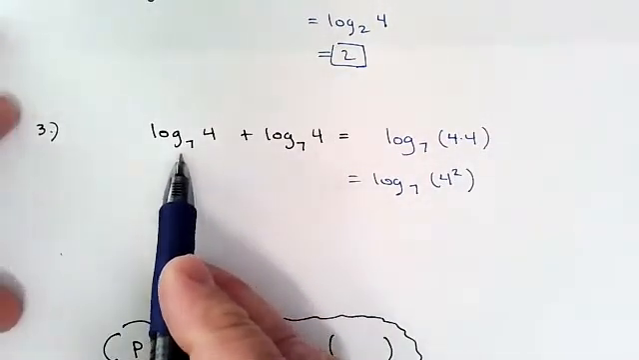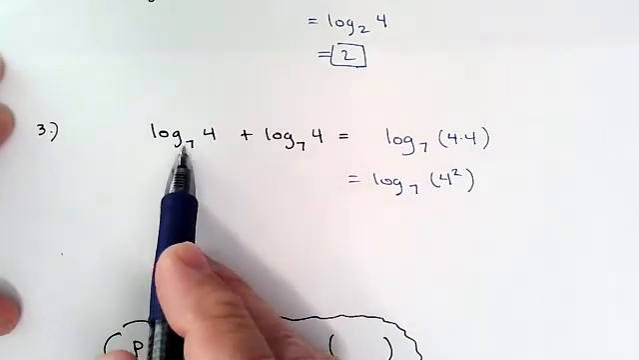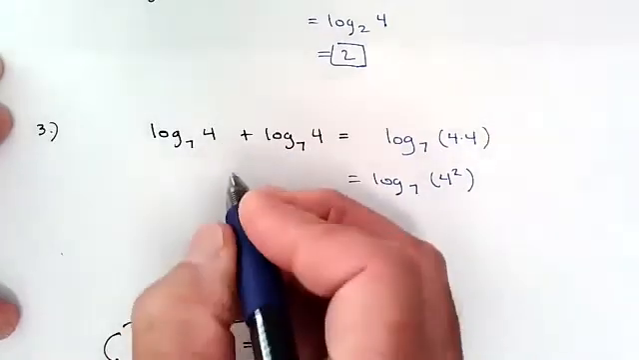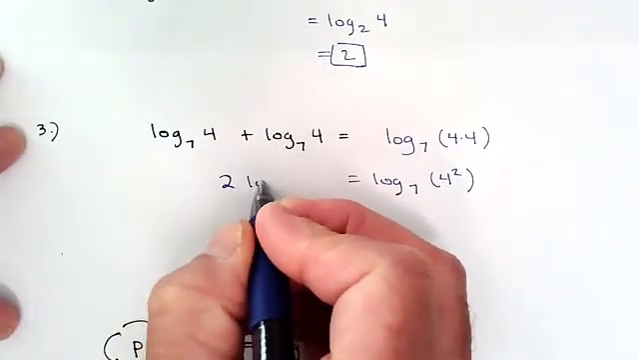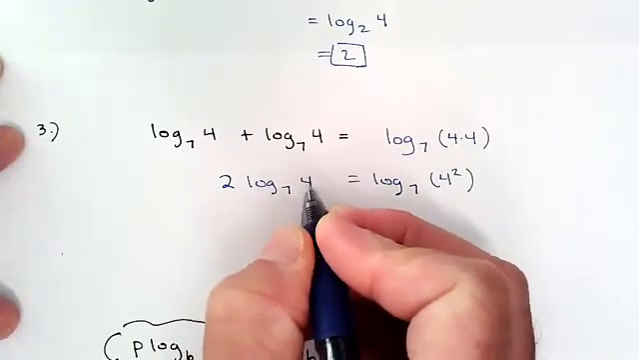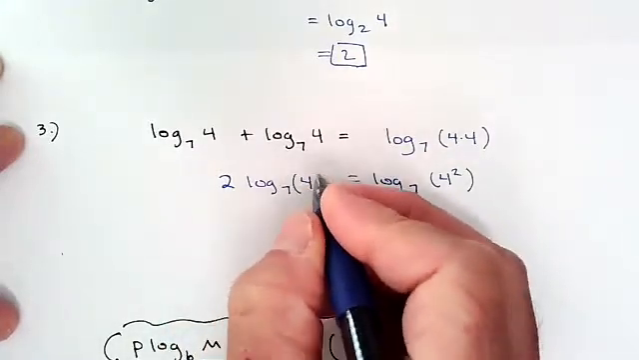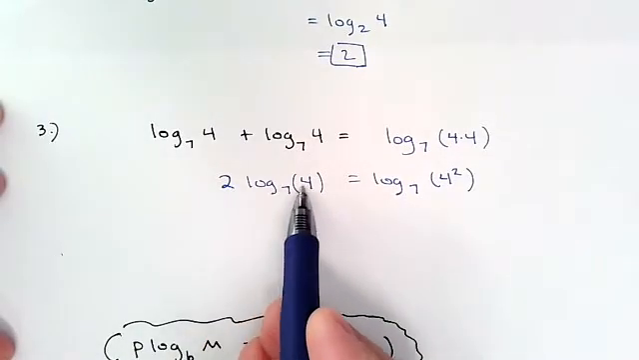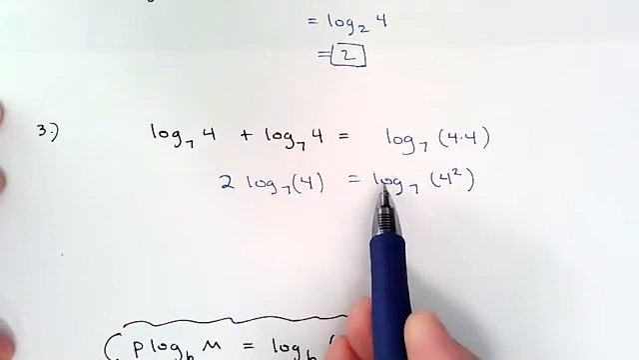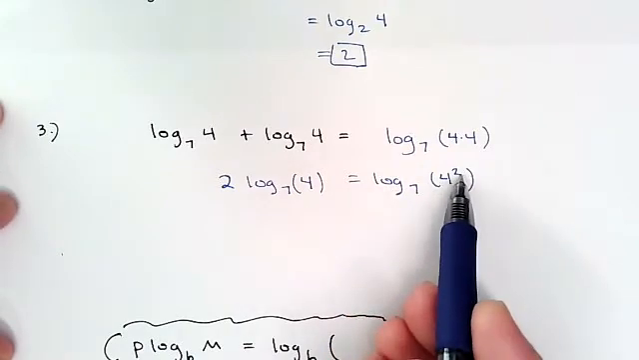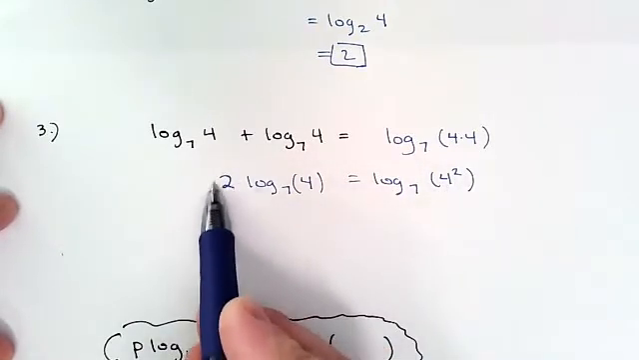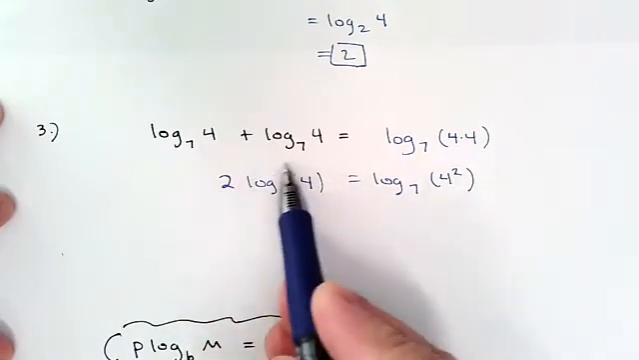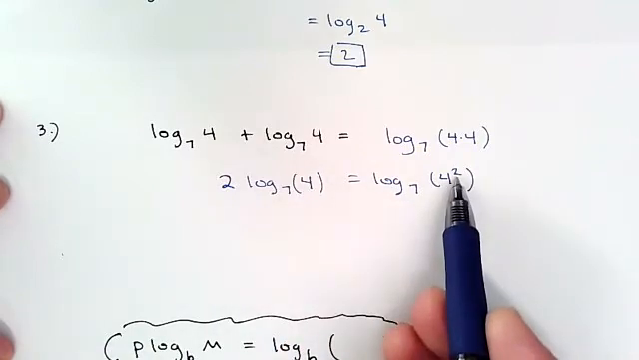Now, if you look at the left side, if I have a log base 7 of 4 plus another log base 7 of 4, these are like terms. So I could rewrite the left side as 2 times the log base 7 of 4. And so what this says, I'm not really solving for anything here, but 2 times the log base 7 of 4 is the same thing as just the log base 7 of 4 squared. In other words, this 2 in front of a log turns out to be the same thing as if that 2 just moves up here and becomes the exponent of this number.